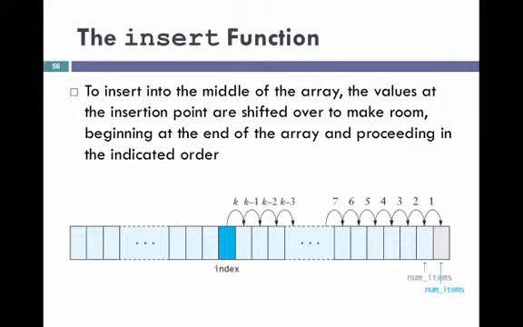If we insert something in the middle of the array, the values at that insertion point are shifted over to make room, beginning at the end of the array and proceeding in the indicated order. We need to start at the last item and move it down one location, and then we can continue on with available space and move one at a time. So we start at the end, move things one at a time in order to create space so we can add the new item at this blue location.